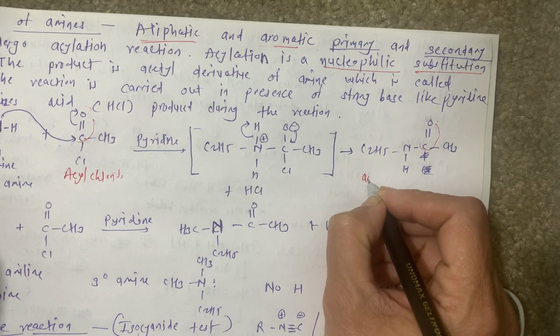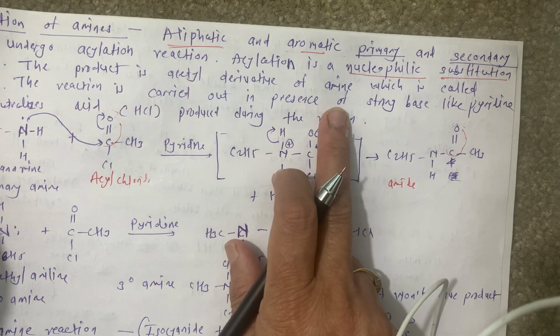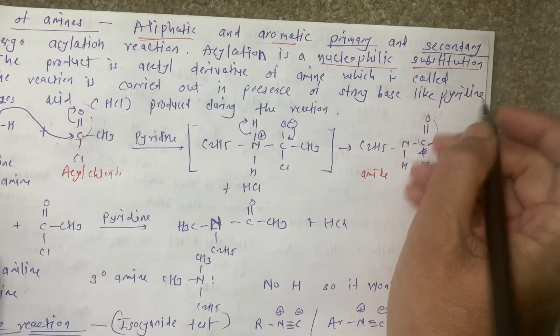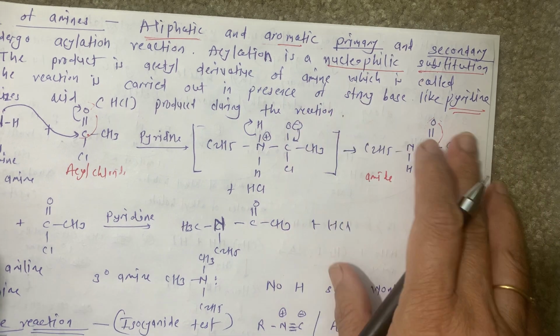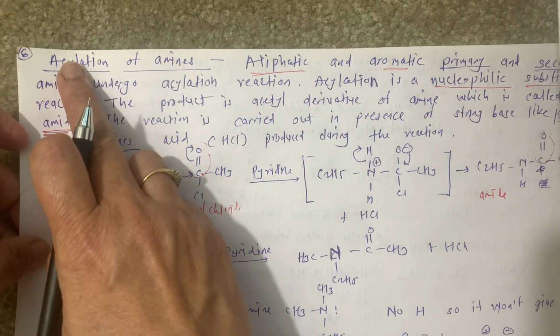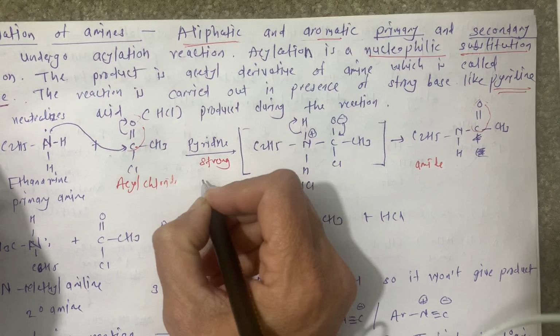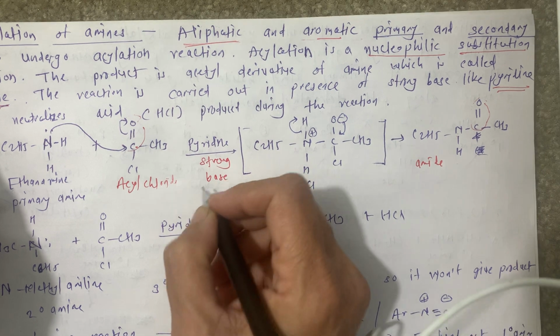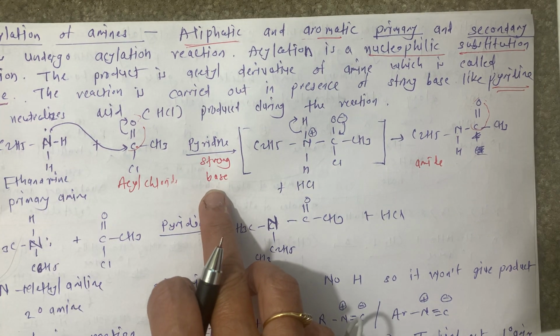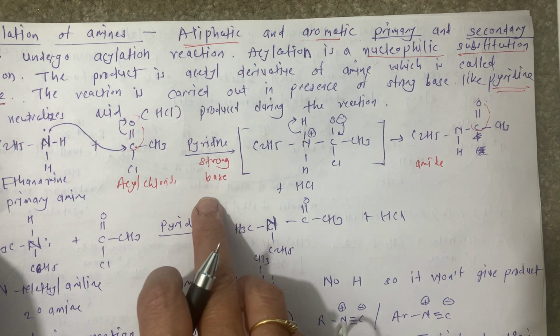This is our amide. The reaction is carried out in presence of a strong base like pyridine. This is very important. When there is pyridine, then and only then is the acylation reaction possible. A strong base is very important. Not NaNO2, not NaOH, not sodium bicarbonate. Only pyridine, which is a strong base, is what we want.